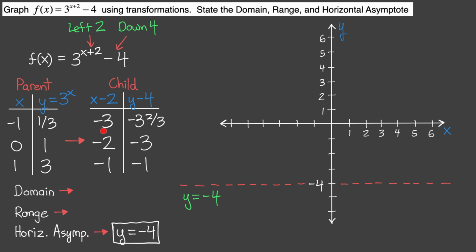All right, let's go ahead and graph our points. So we have negative 3, negative 3 and 2/3. So we're going to start at the origin, go left 3, and then down 3 and 2/3. So that's like right there. And then next we have the point -2, -3. So we're going to go left 2, down 3. So that's like right there.